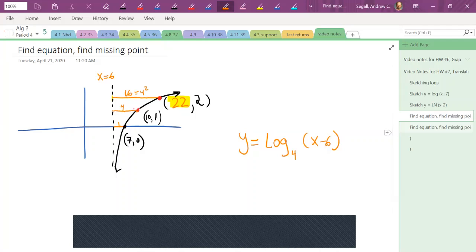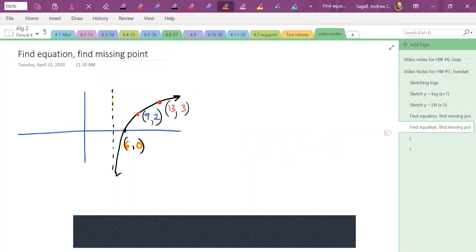Let's try it again. All right. Good time to pause the video and think about this one before we start doing it together. Ooh, this one's interesting. So first off, I can see that I am 1 unit away from the asymptote when I'm at the x-intercept. So the asymptote must be at 5. So my equation is y equals log base something, don't know it yet, of x minus 5.